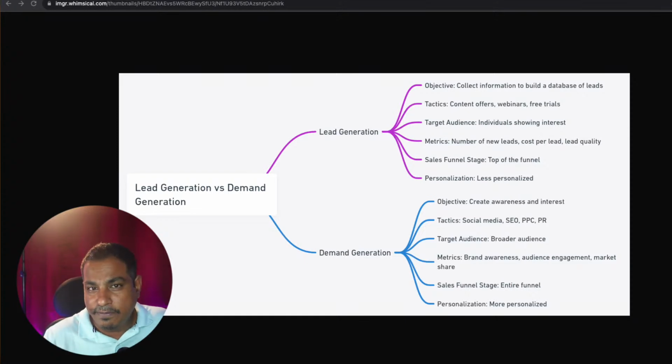We're not talking about independent people here, we're talking about a segment, right? Then you have the sales funnel. Demand generation happens at different stages of the funnel. Then you have personalization. This is typically more personalized because you're talking about a segment.